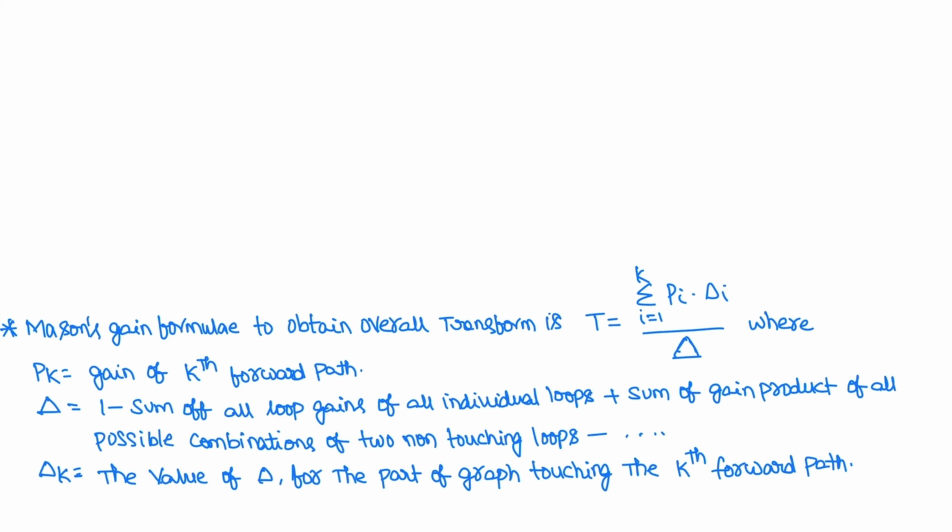Mason's gain formula is used to obtain the overall transfer function, that is T is equal to sigma i is equal to 1 to k, Pi delta i by delta, where Pi is the gain of the ith forward path, and delta is 1 minus the sum of all loop gains of individual loops, plus the sum of loop gain products of all possible combinations of two non-touching loops, plus the sum of loop gain products of all possible combinations of three non-touching loops, and so on, where delta i is the value of delta for the part of the graph not touching the ith forward path. Here the variable i we have taken is the ith forward path.